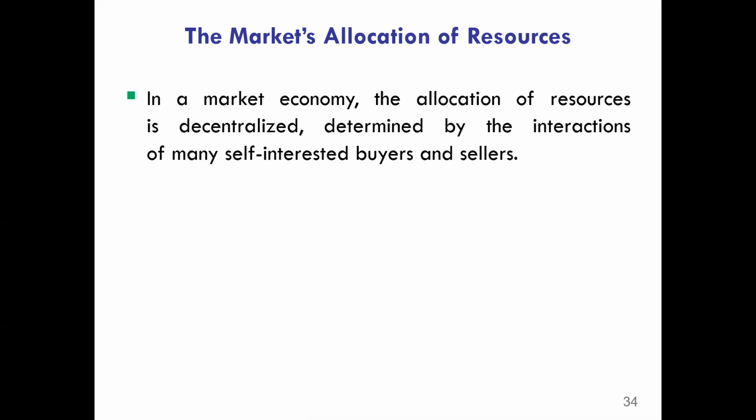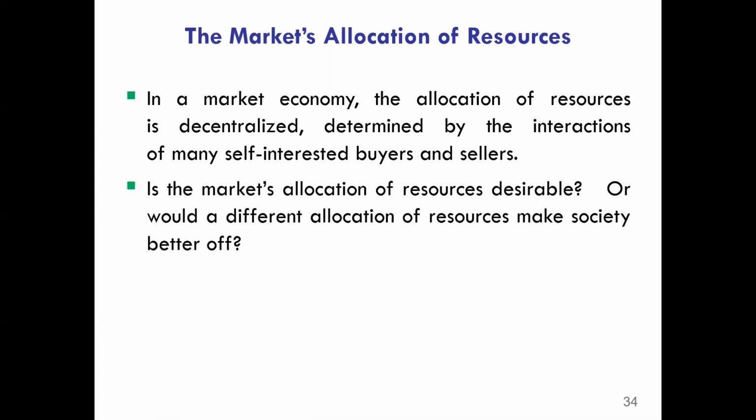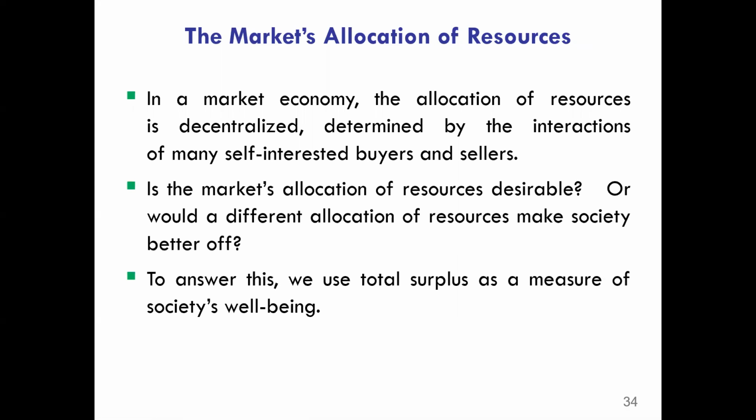Now let's consider the market's allocation of resources. In a market economy, the allocation of resources is decentralized, determined by the interactions of many self-interested buyers and sellers. Is the market's allocation of resources desirable, or would a different allocation of resources make society better off? To answer this, we use total surplus as a measure of society's well-being. So let's look at how to measure society's well-being using total surplus.